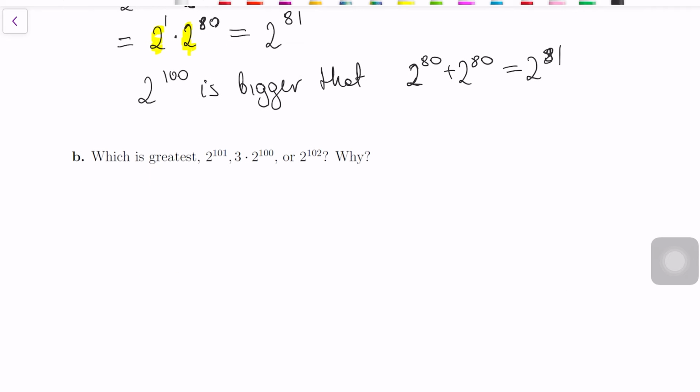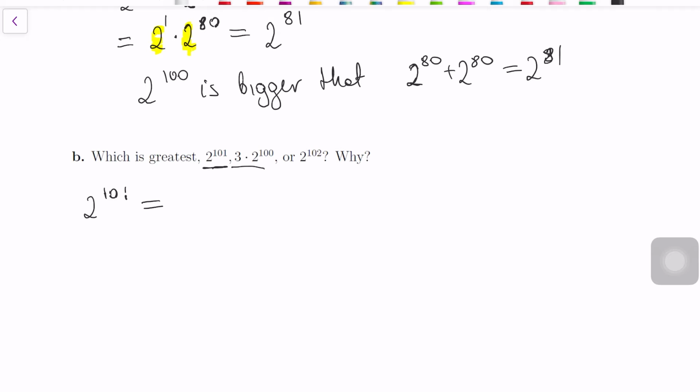Okay, let's look at one more of this type. Which is the biggest? Let's compare it. So this will be a little bit different because here is 2 to the power 100, and the middle one is 3 times 2 to the power 100. Okay, so let's express every term here as some number of 2 to the power hundreds. Let's see if we can do it.